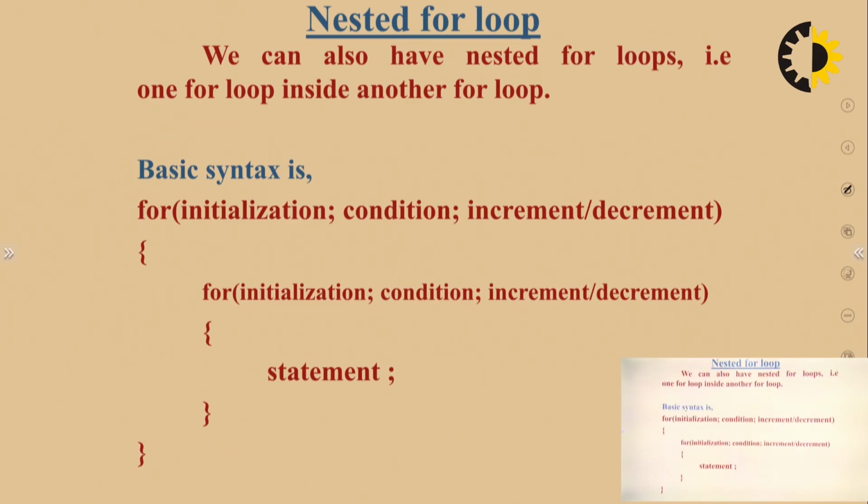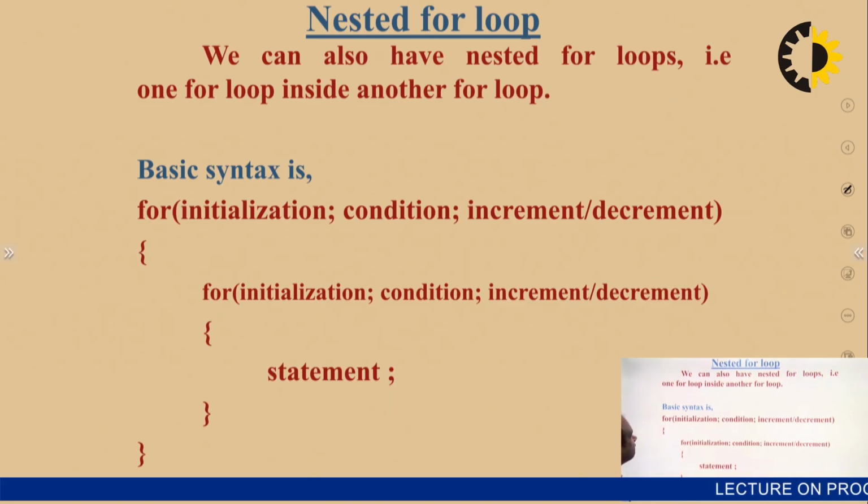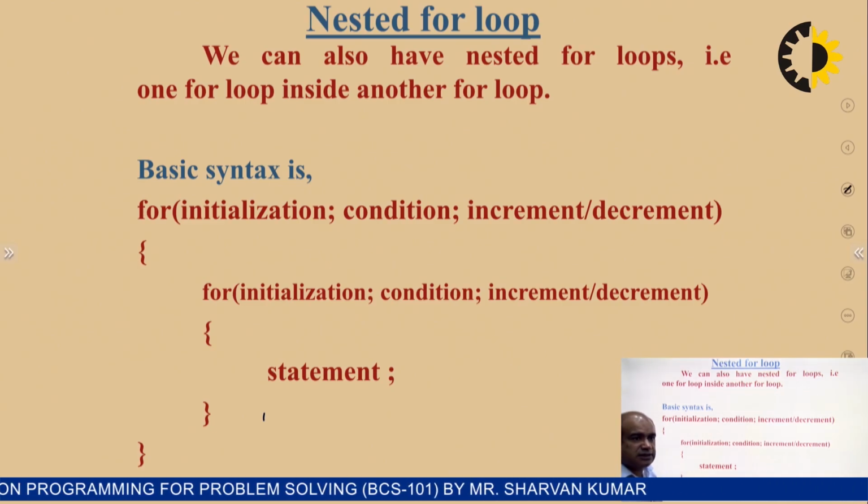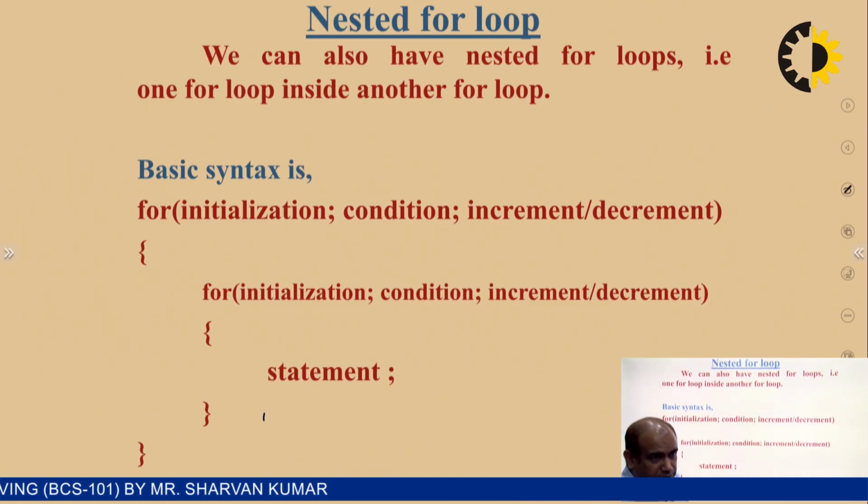We will see values from 1 to 10. Next is the most important one, the nested for loop. We can also have a nested for loop, one for loop inside another for loop. So the syntax is the first for loop and another for loop within it, and then there is going to be a statement here.